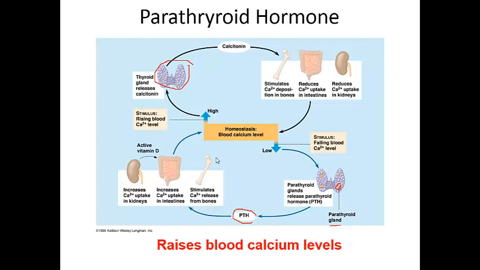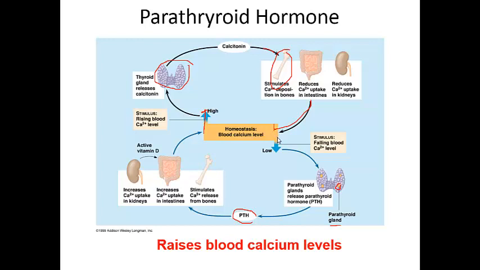If blood calcium levels become elevated, they go up. Your thyroid gland is going to release calcitonin. Calcitonin takes the calcium out of your blood and deposits it in your bones, which is then going to lower your blood calcium levels. So calcitonin will actually make your bones stronger.